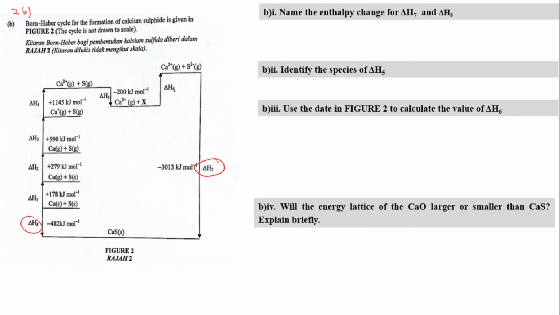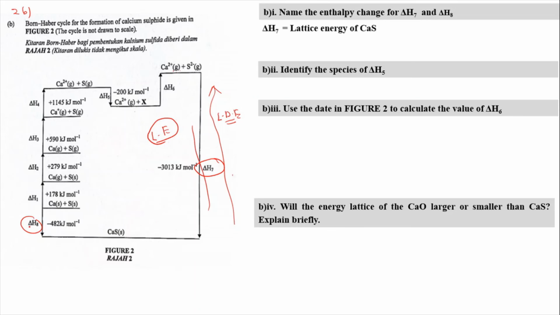Untuk H7, dia adalah daripada gaseous ion, and then it is going to form an ionic solid. Kalau dari solid menjadi gaseous ion, dia adalah lattice dissociation enthalpy, pasal dia kena break the bond, solid menjadi gas. Dissociation enthalpy. Tapi sekarang gas menjadi solid, so it is going to refer to lattice enthalpy. Gas becomes solid, H7. So we can say that H7 refers to the lattice enthalpy of calcium sulfide.